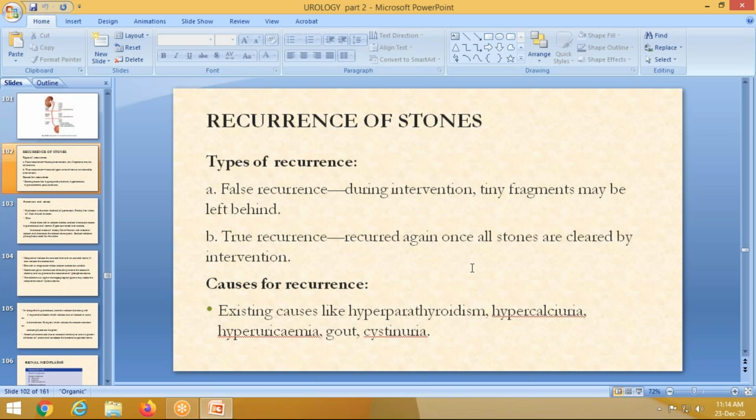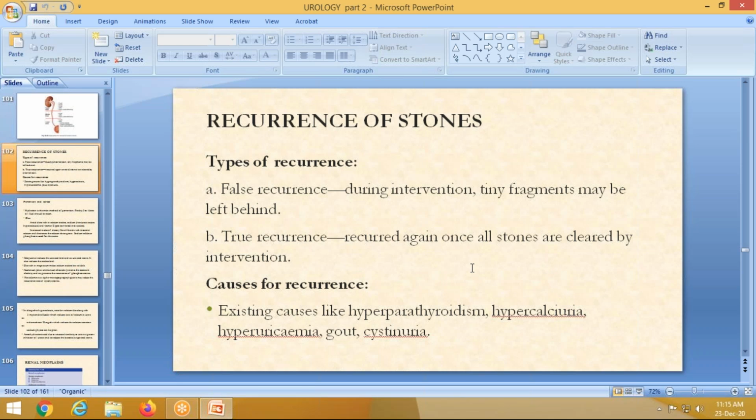What is meant by true recurrence? True recurrence means the stones were completely cleared by the intervention. Whatever stone was there, you have removed it. Again after some time, a stone may develop in the ureter. That is called true recurrence. Understand the difference? False recurrence means some part has been left over. True recurrence means the previous stone was completely removed, and again the same place may be filled with ureteric stones.